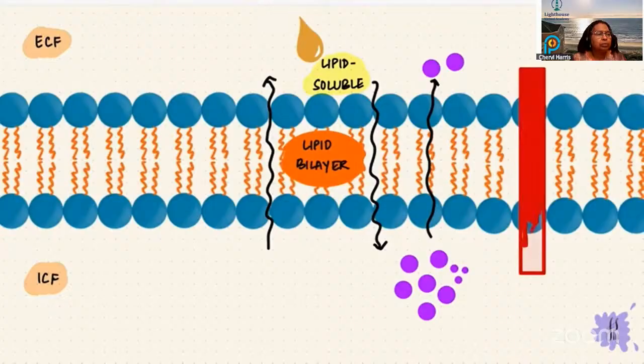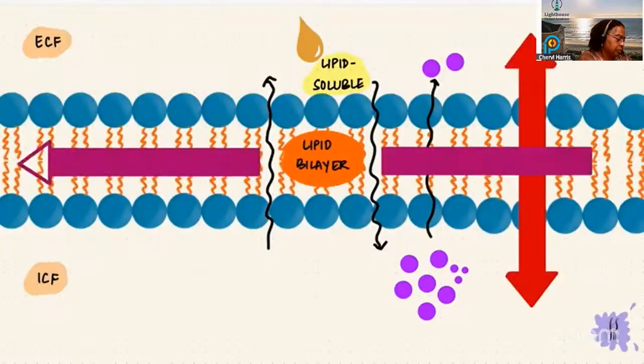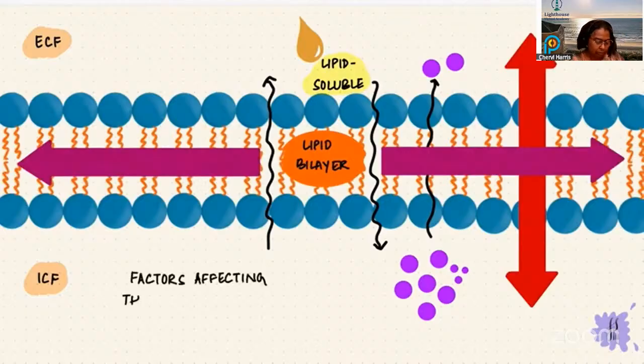That means there's more distance to travel, which will slow down diffusion. Similar to that is surface area. Increasing the surface area would increase the rate of diffusion. So these are just some of the different factors that can affect the rate of diffusion in general.